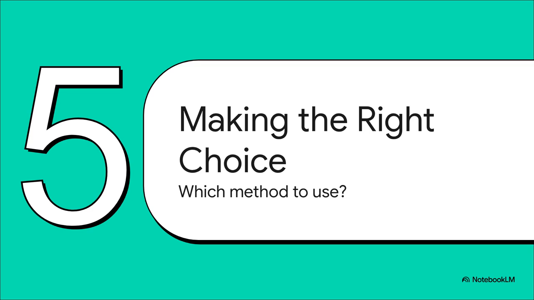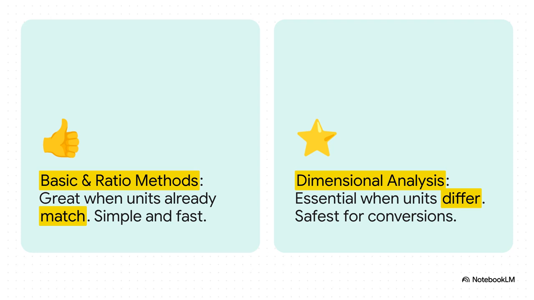Okay, so now you have 3 powerful methods in your toolkit. The big question is, which one do you use and when? Well, it's really all about picking the right tool for the job that's right in front of you. Here's the simple rule of thumb. If the units in the problem already match, go ahead, use the basic formula or the ratio method. They're fast, they work great. But the second you see different units, like grams and milligrams, your brain should immediately switch gears to dimensional analysis. It is the essential and much safer choice.